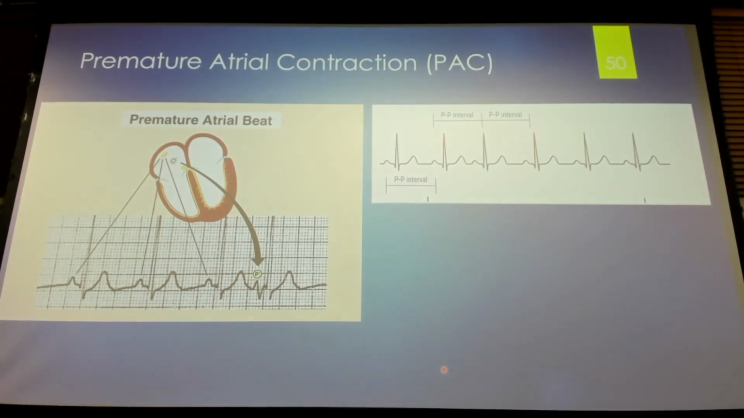If we have a premature atrial contraction, is it going to have a P wave or no? Yes, because it's coming from the atria. It's just coming earlier. So the SA node fires, and then there's an irritable foci within the atria somewhere, and that is firing as well.